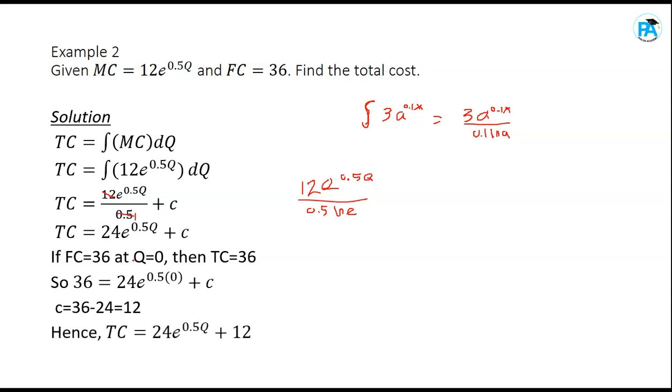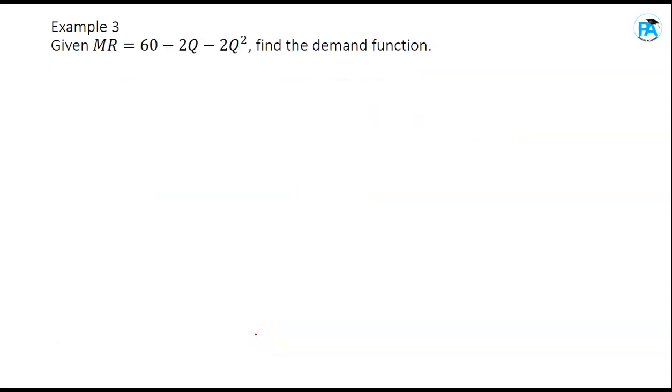So that gives you what? TC equals 24 E exponent 0.5Q plus 12. So that's the total cost function. I hope that's clear. So let's go to example 3 quickly.